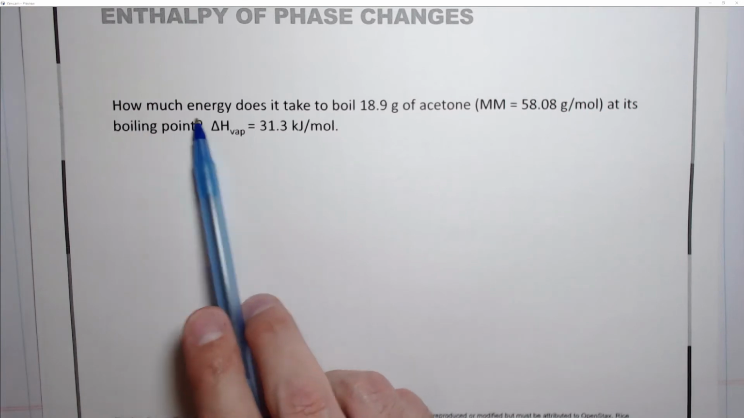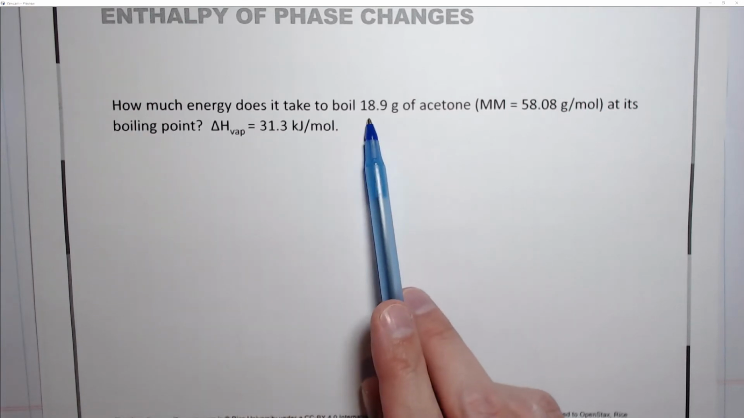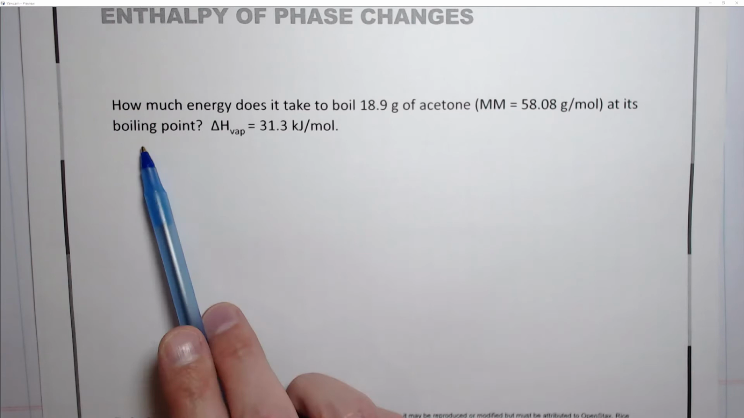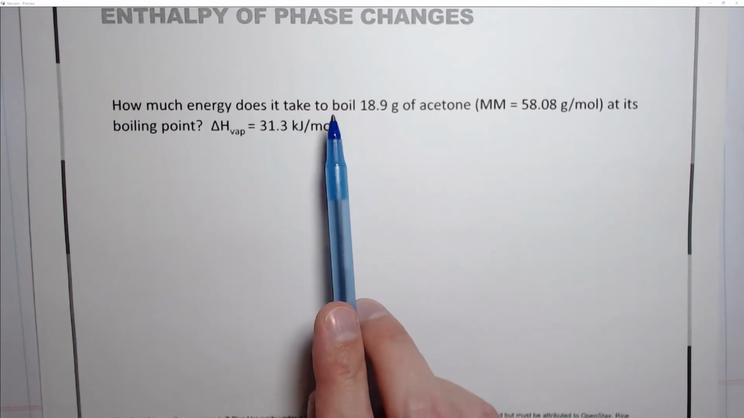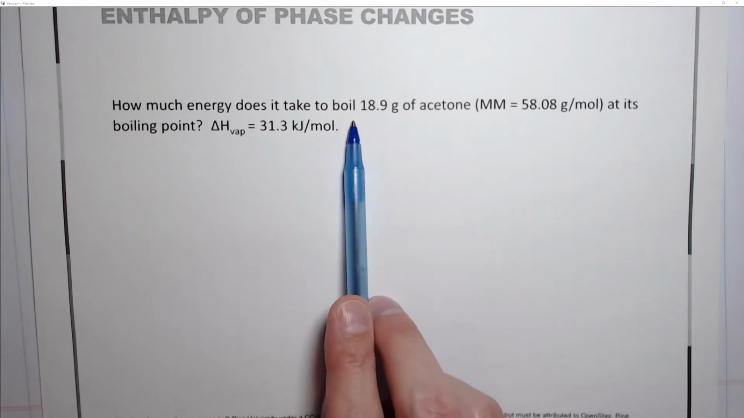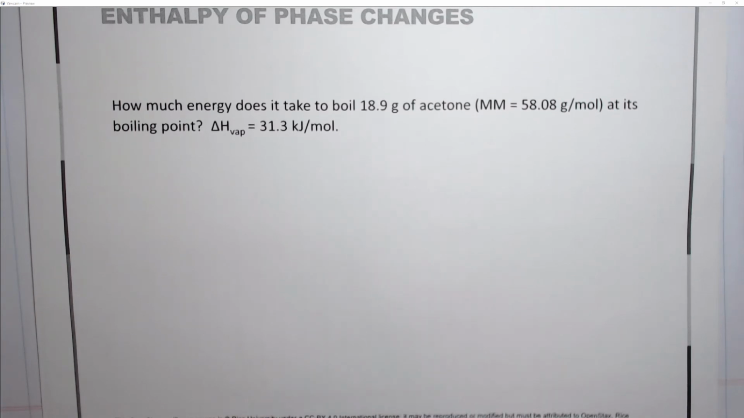So it says, how much energy does it take to boil 18.9 grams of acetone at its boiling point? And what that essentially means is, how much energy does it take to turn it from a liquid to a gas at its boiling point? So no change in temperature. So let's look at this.